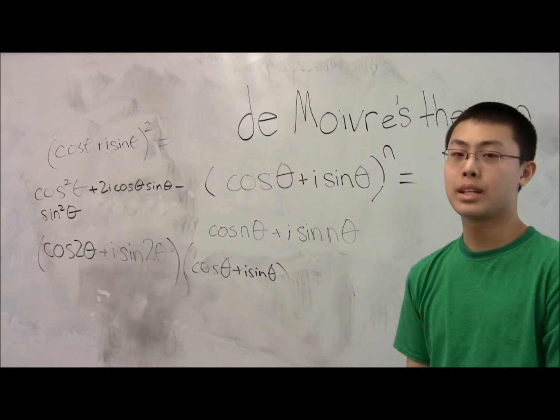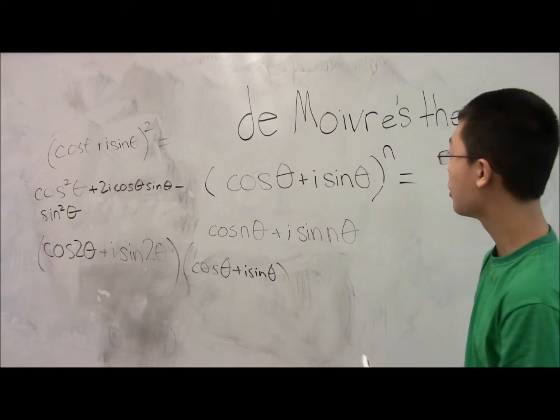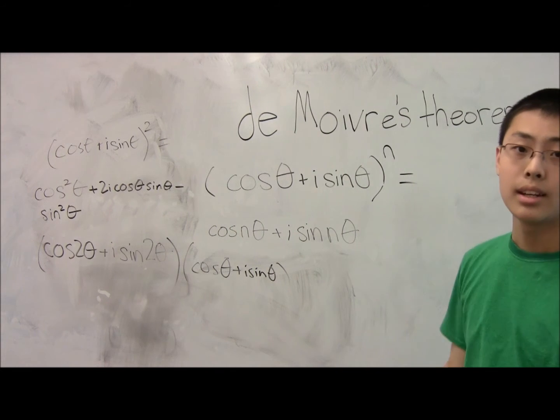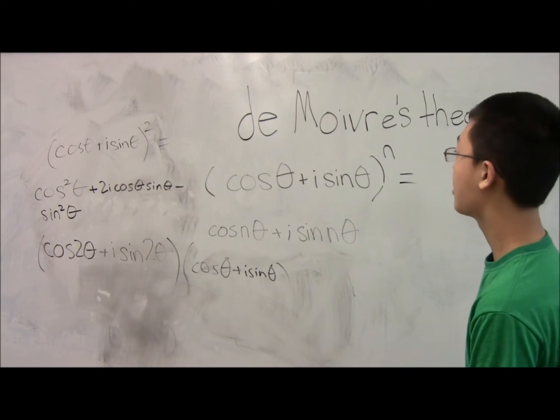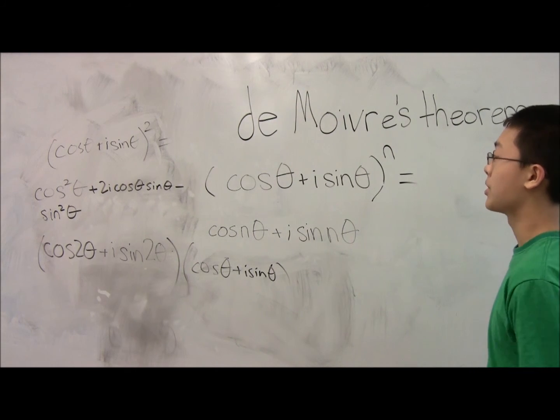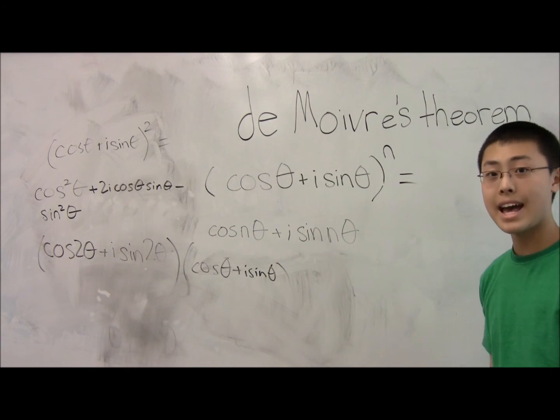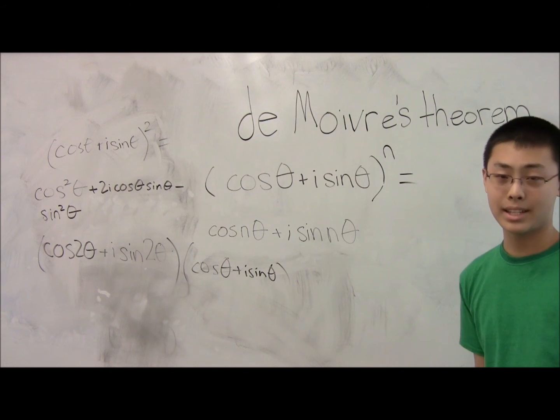What examples, like what problems can we use De Moivre's theorem on? So what practical applications or what mathematical problems can we solve? And that is what I'm going to tackle with the next video.